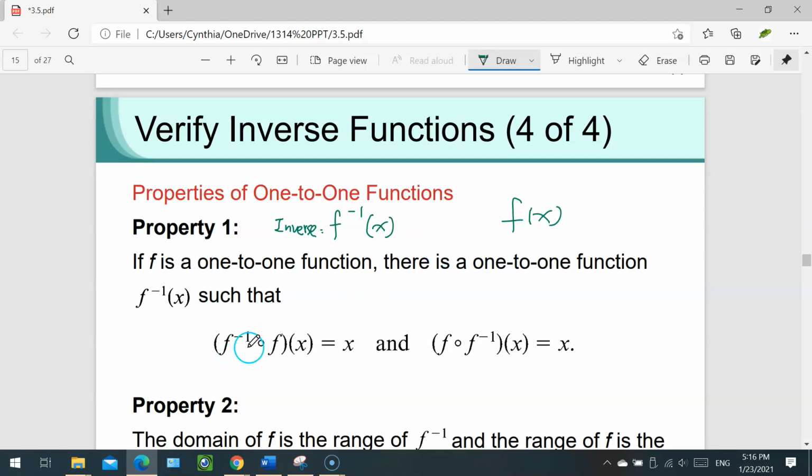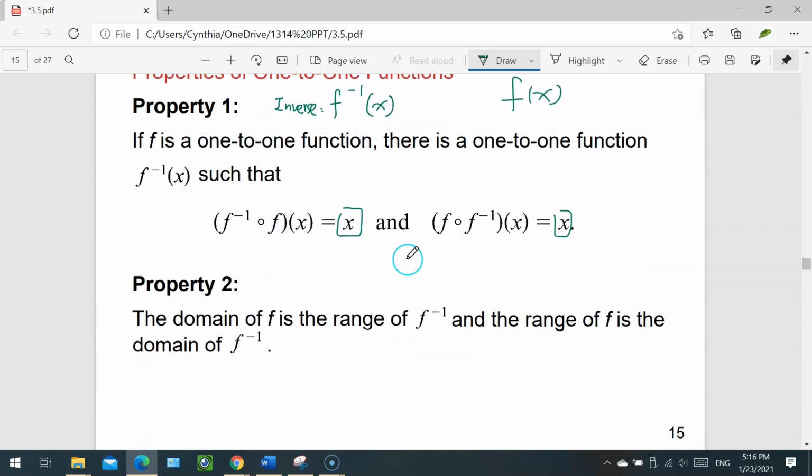So when you have the inverse function composed with the function itself, it will go back to the single x. The other way around, when you have the function composed with the inverse function, the output is x. So when you have both conditions satisfied, in that case, these two functions are inverse to each other. So that means the f function is a one-to-one function, and the inverse of that function is a one-to-one function as well.